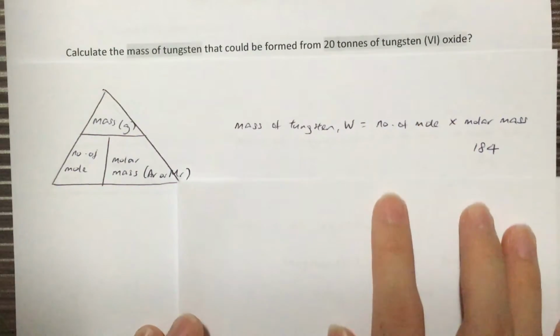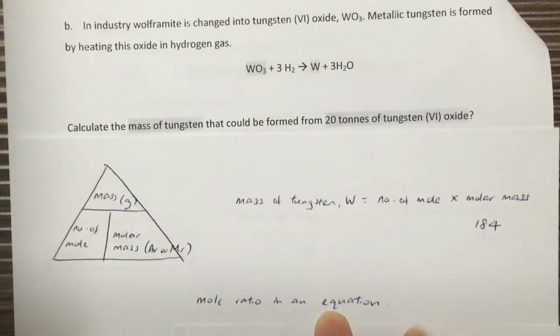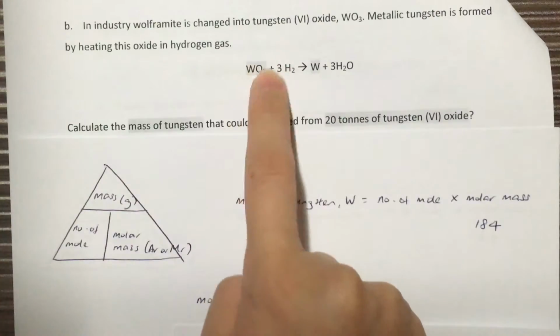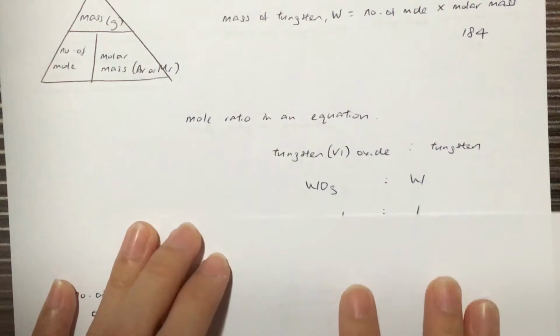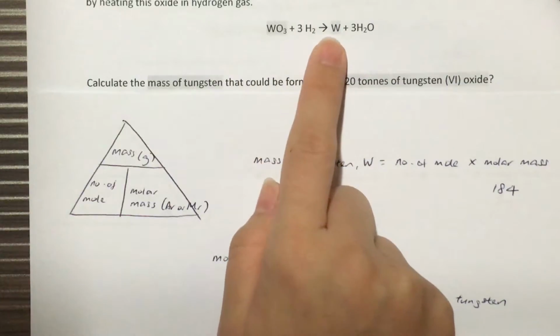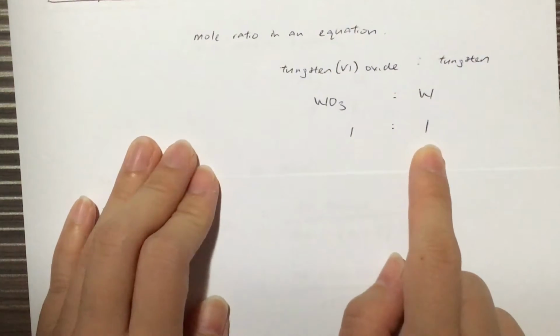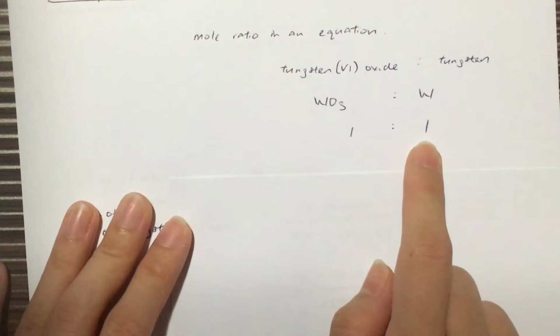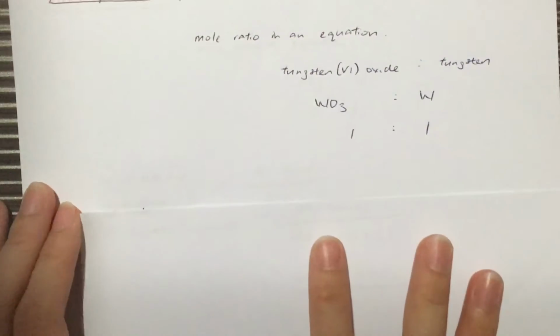So what we do here is, we look at the mole ratio in an equation. So what we have is tungsten oxide and tungsten. So the mole ratio in the equation of tungsten oxide to tungsten is 1, 1, which means it's 1:1. So if that is so, can we find the number of moles of tungsten oxide?